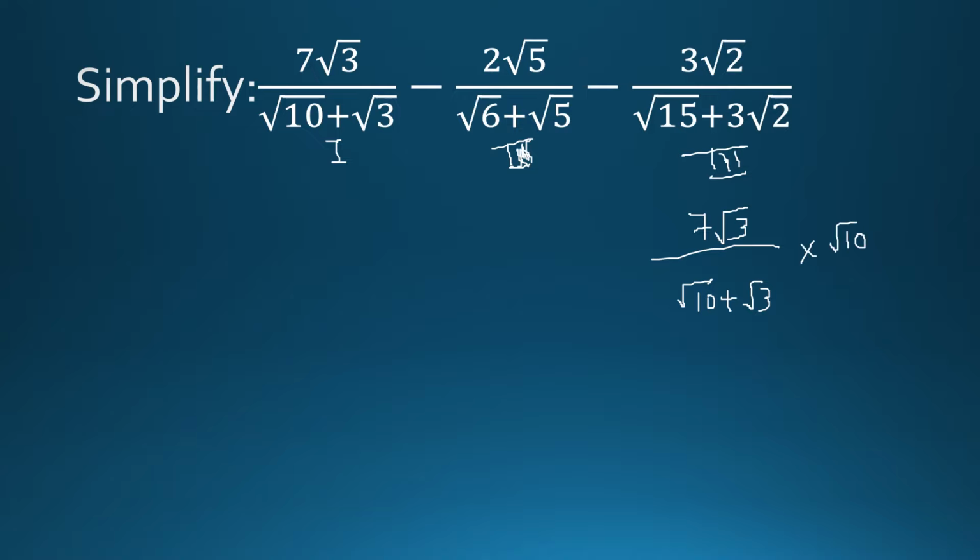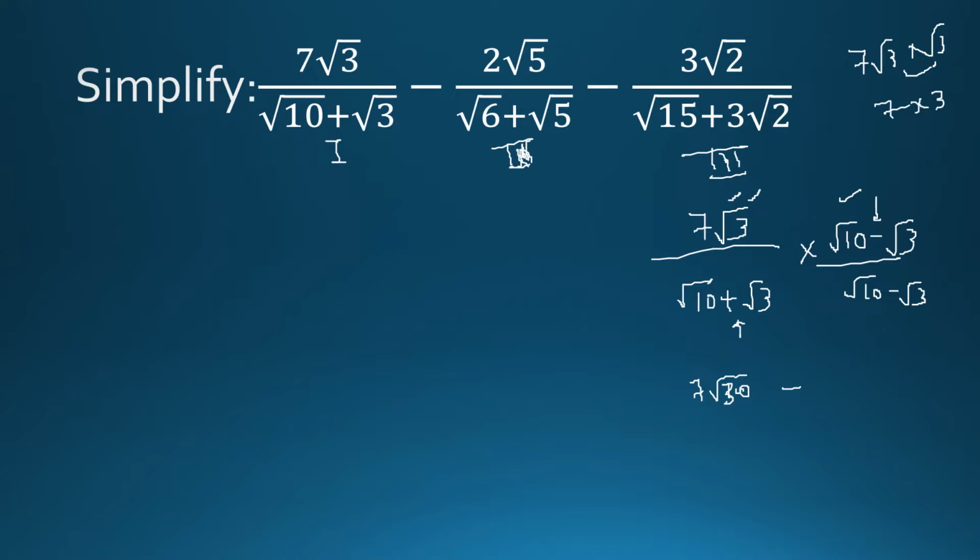Rationalize it by considering the conjugate. It has positive, so it will be multiplied by negative. Now if you multiply 7 root 3 and root 10, it will become root 30. Yes or no? Minus 7 root 3 and root 3. So see, 7 root 3 gets multiplied by root 3. Root 3 and root 3, 3. So 7 3s are 21. Divide by a plus b, a minus b. Root 10 square is 10 minus root 3 square is 3.